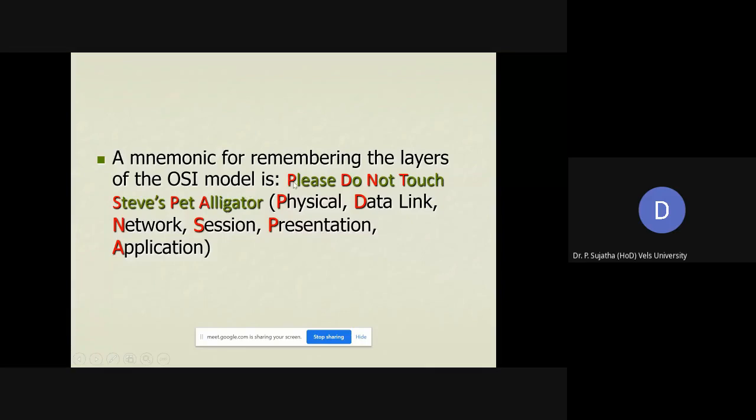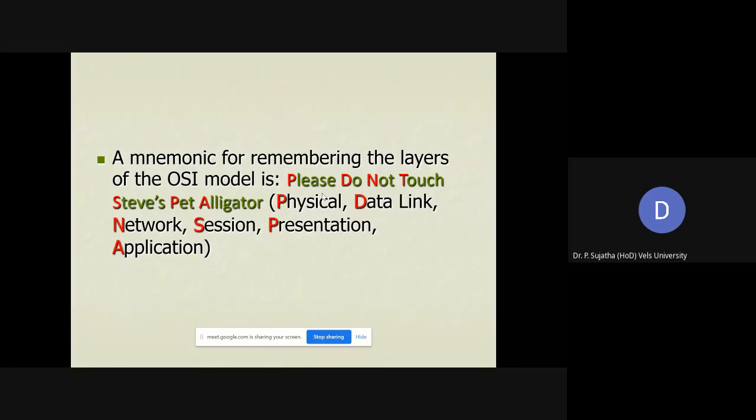The first letter of this mnemonic represents each layer. Please: P means physical. Do, data link. Not, network. Then Steve, session. Pet, presentation. Alligator, application. So if you remember the mnemonic, please do not touch Steve's pet alligator, then it will be easy for you to remember all the 7 layers: physical, data link, network, transport, session, presentation, and application layer.